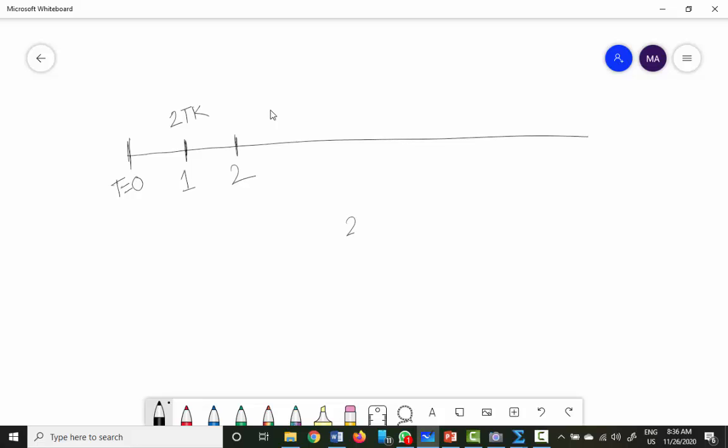So that means the dividend will become 2 multiplied by 1 plus the growth rate of 0.10. We need to multiply 2 into 1.10, which means 2.20 taka, right? So at the end of the second year you will get 2.20 taka dividend.